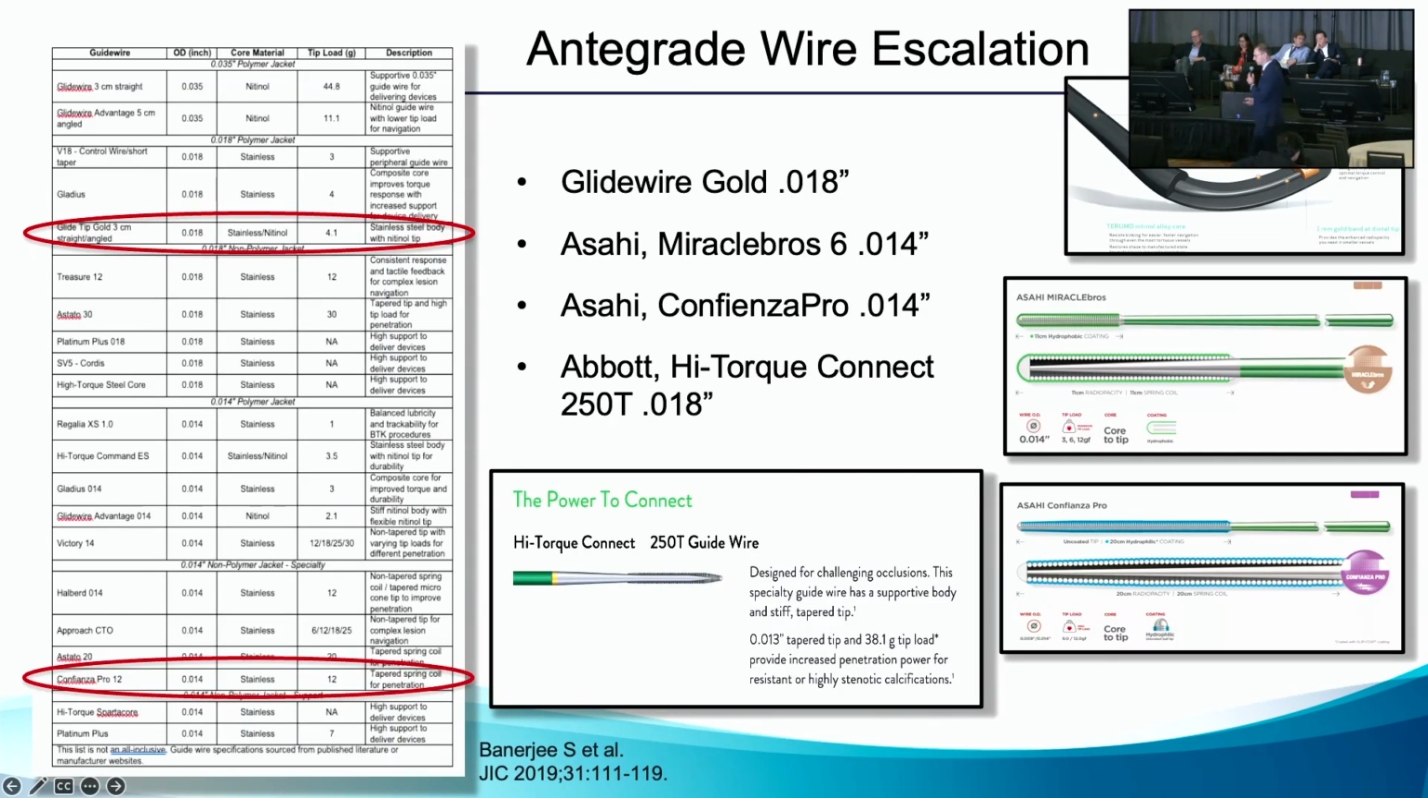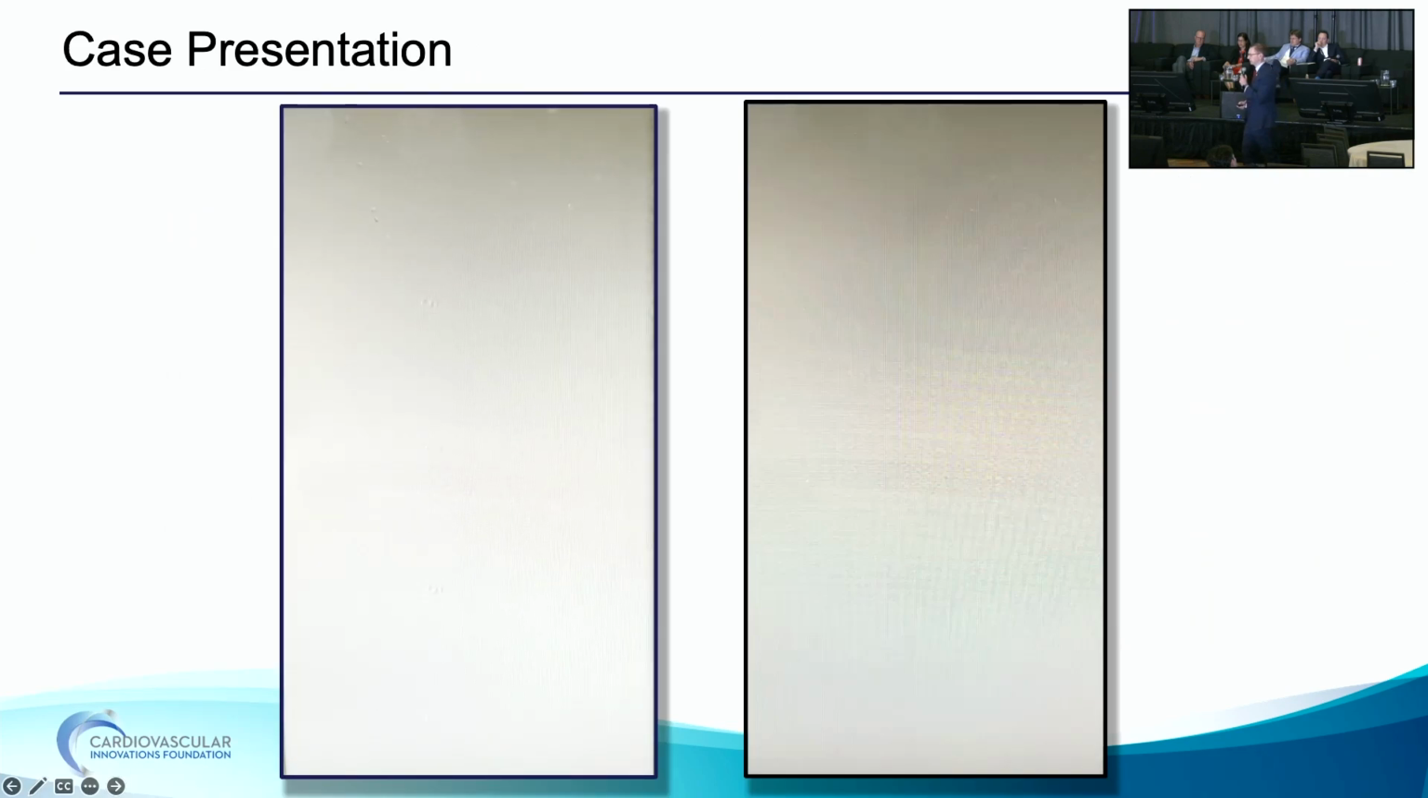So in this case, as the panel suggested, antegrade wire escalation was attempted. I started with a glide wire, gold tip glide wire 018, wasn't able to cross, and then de-escalated to the 014 system with Miracle 6, then Confianza Pro 12 wire, wasn't able to cross, then went further with 018, the high torque Connect wire, which has quite a heavy tip of about 40 grams, and still was unable to cross. And so I've tried different orientations, catheters angled, unangled, different tips of wire, etc.